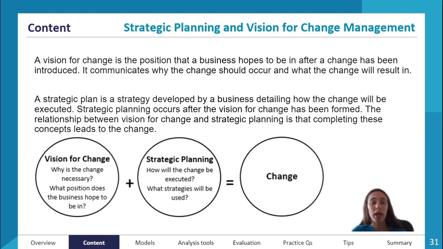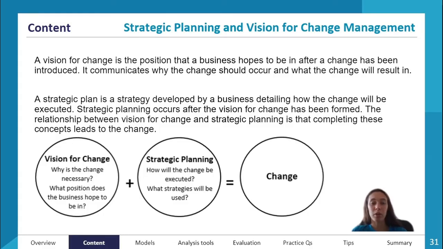And this vision for change is going to communicate why the change should occur and what the change will result in. You've got that idea of supporting the change with some kind of proof, some kind of reasoning, and then showing what the benefits will be, what it will look like. A strategic plan is a strategy developed by a business that's going to detail how the change will actually be executed. So the vision is what it will look like and why it needs to happen, and the plan is how are we going to make it happen.